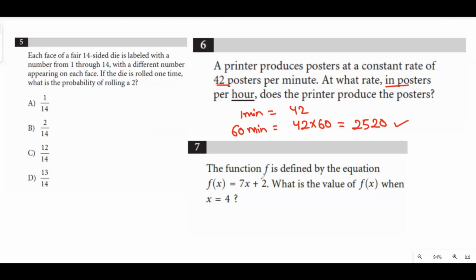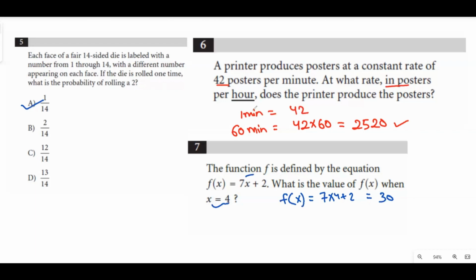Question number 7 states: the function f is defined by the equation f(x) is equal to 7x plus 2. This question comes from advanced math under the topic of function, where they have given that x value is 4. So find f(x). Very straightforward question. If x is equal to 4, directly we can say 7 into 4 plus 2. That means the answer will come out to be 30. So question number 5, option A is correct.